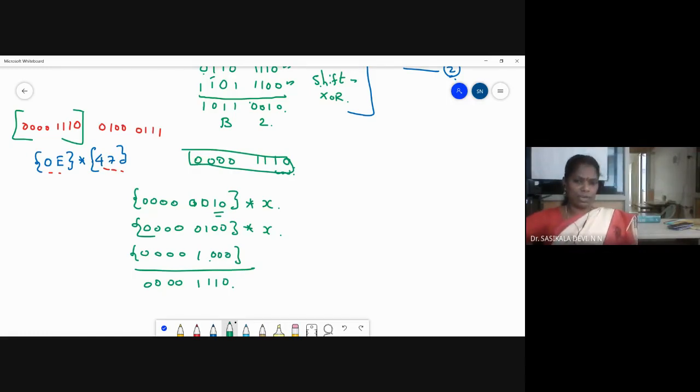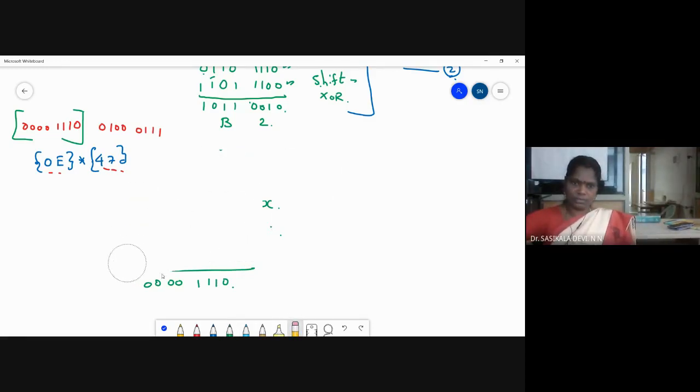Okay, so I'll do it. Okay, let's get into this. 47 is 01000111. Let's take this polynomial. I will erase it because it seems to be redundant. Okay, now take it out.